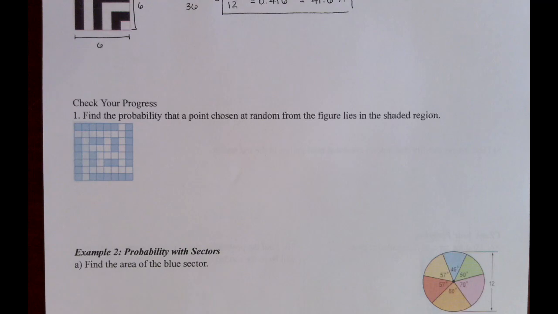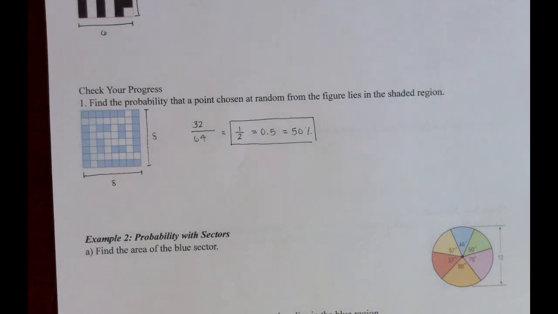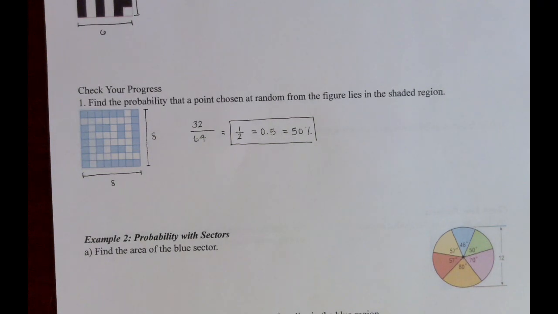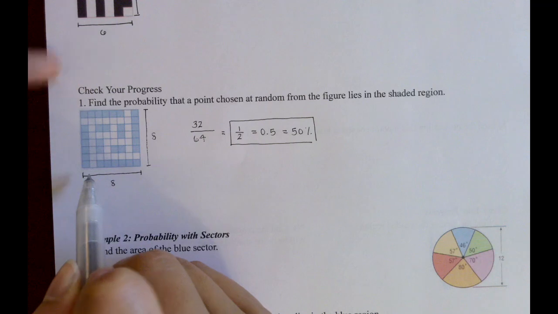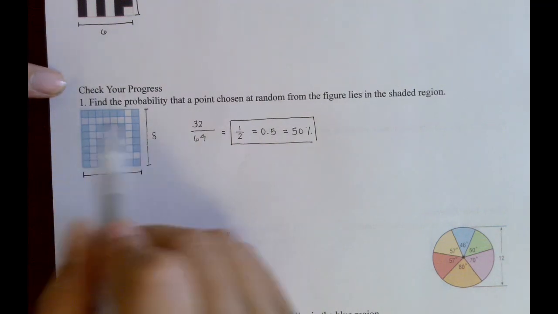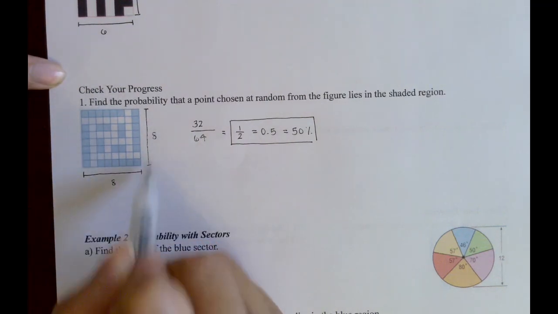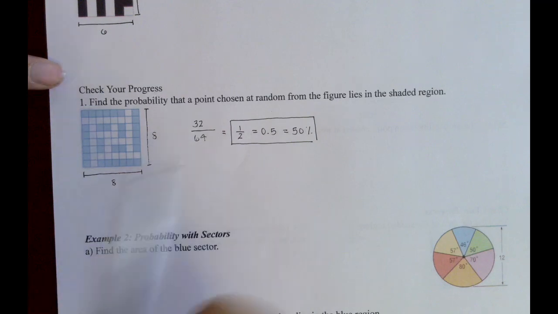Why don't you try CYP1, find the probability that a point chosen at random from the figure lies in the shaded region. You should have gotten half, or 0.5, or 50%. If you got that right, you can move on to the next example. If not, here is your explanation. There's a total of 64 squares in here. It's 8 this way and 8 this way, for a total of 8 times 8, 64.